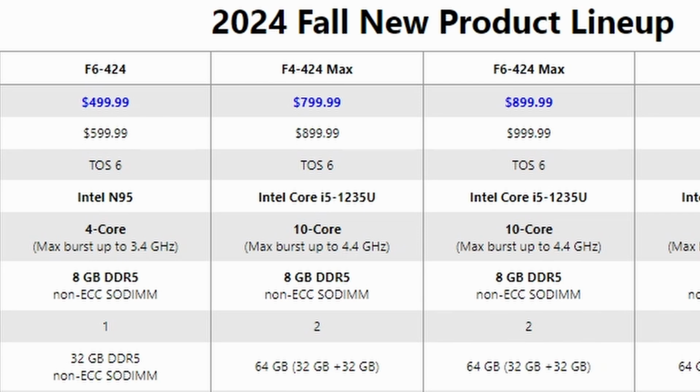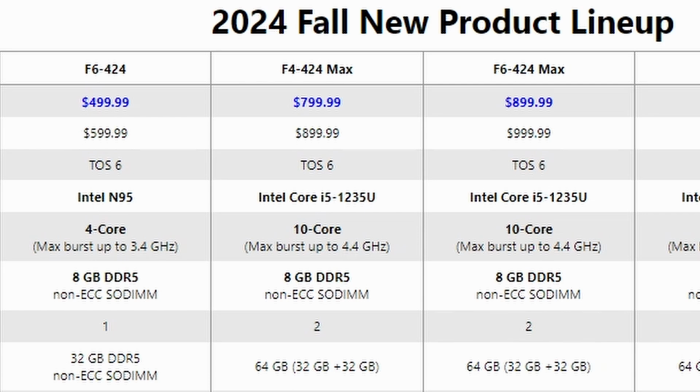Now, this is a little bit of something that is a problem for me. They say max, but it only has 8 GB of DDR5. That can't be right. I understand why they say max. Maybe it's because of the CPU or something, but 8 GB of RAM, that's too little. 16 would be minimum. Then you have the F6 424 max, 999.